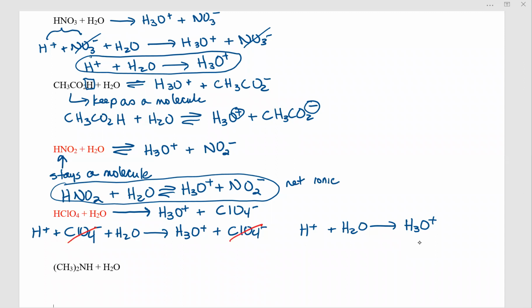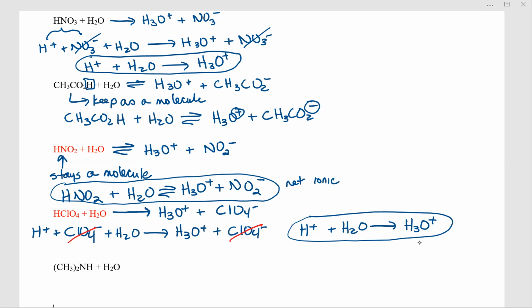Our next one is perchloric acid. That's one of your strong acids. So you need to show a one-way arrow showing that you're going to be forming the hydronium ion and the perchlorate ion. We can cross out the perchlorate ions on both sides, so we end up with this as the net ionic equation.